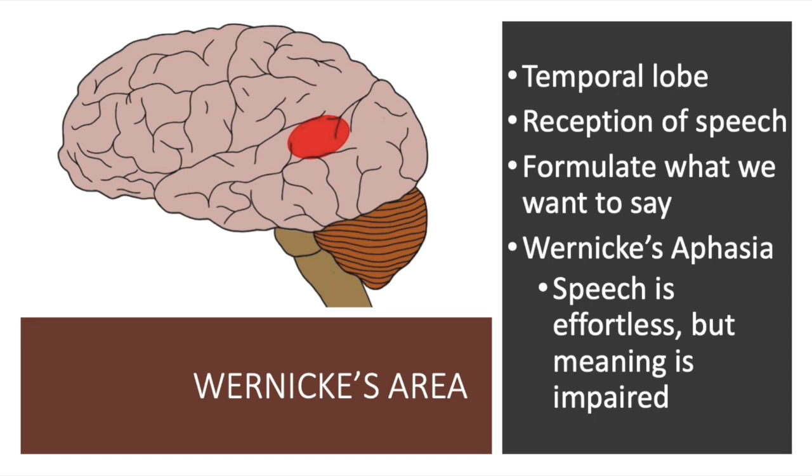Wernicke's area is found in the temporal lobe. This particular association area is involved in the reception of speech. This is where we formulate what we're going to say.